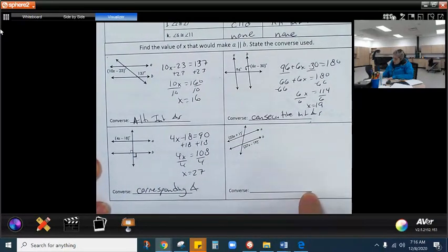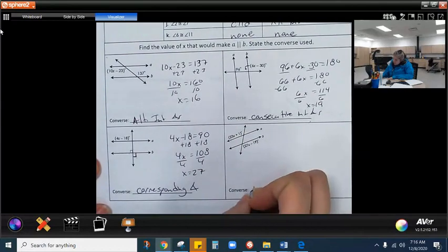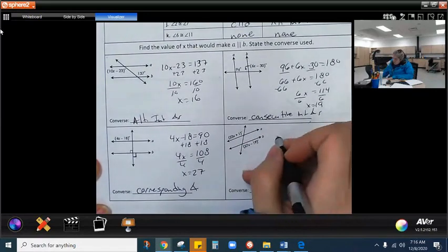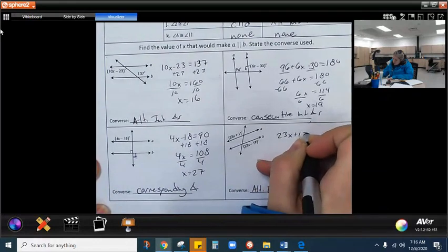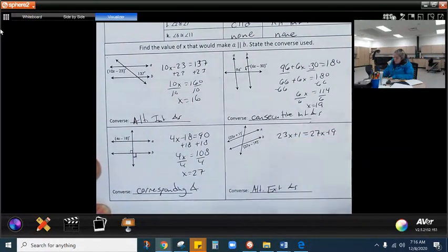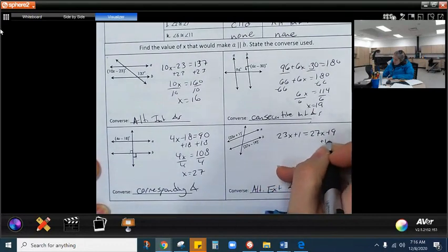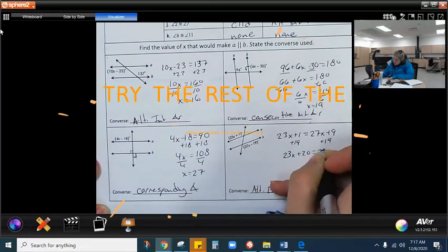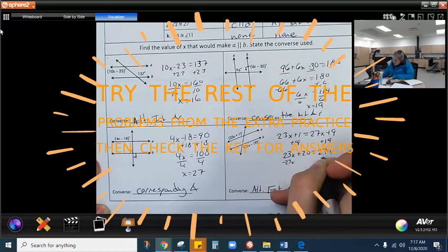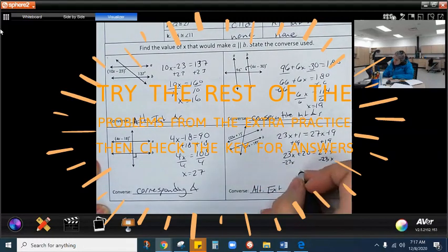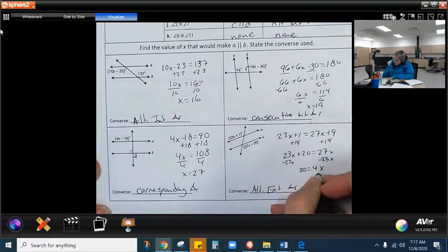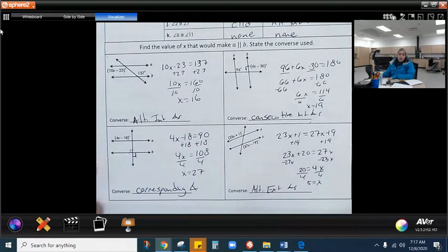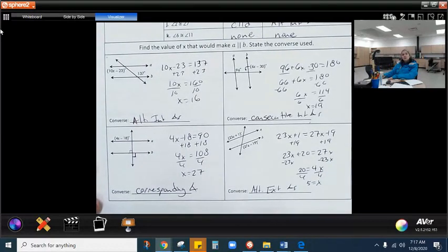All right, over here, the converse of these angles. These angles are actually alternate exterior, what we were just talking about. Alternate exterior angles are congruent, so that means 23x plus 1 has to be equal to 27x minus 19. So I'm going to add 19 on both sides, so I get 23x plus 20 is equal to 27x. I'm going to subtract 23x. So we get 20 is equal to 4x, and then when I divide by 4, we get 5 is equal to x. Always a good idea to go back through and double check, right? Plug it back in, see if it still works.